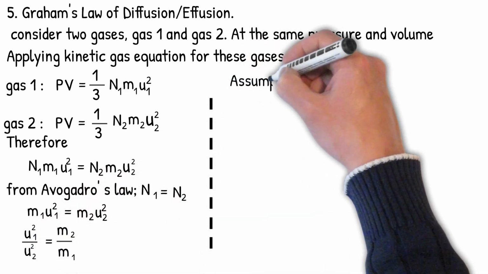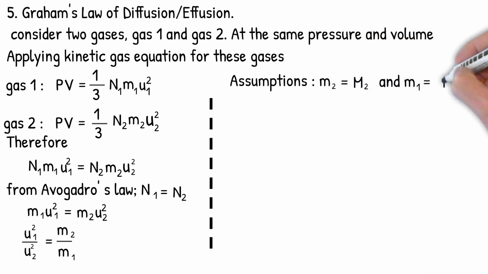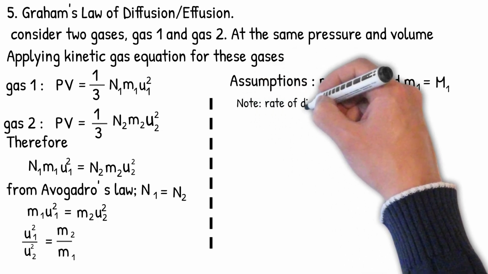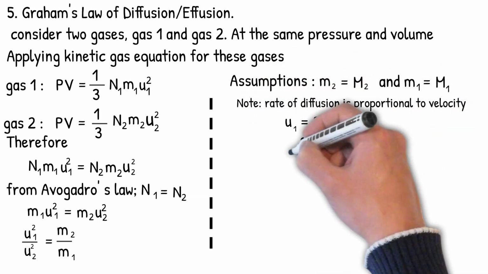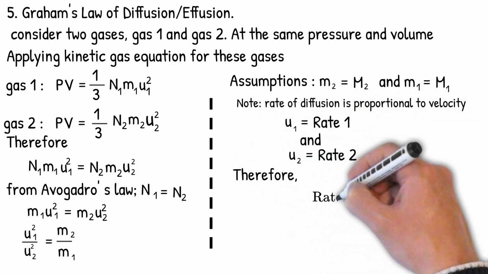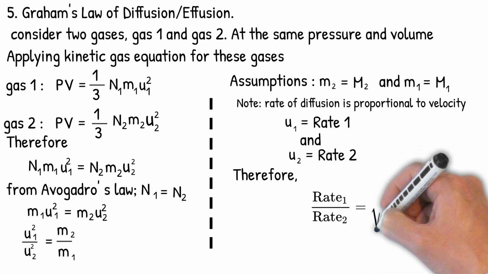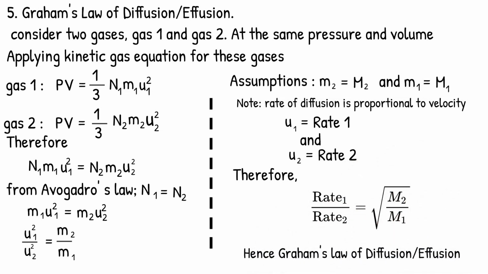Assumptions. Let small m2 equal capital M2 and small m1 equal capital M1, where small m equals mass and capital M equals molar mass of a given gas. Note, rate of diffusion is proportional to velocity. U1 equals rate 1 and U2 equals rate 2, where U is speed. Therefore, rate 1 divided by rate 2 equals the square root of m2 divided by m1, hence Graham's law of diffusion or effusion.